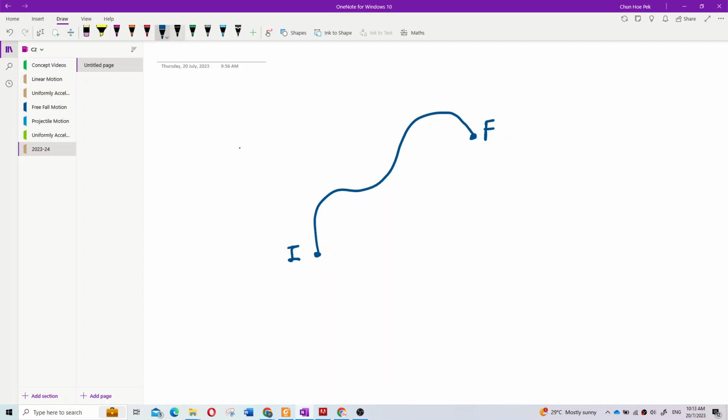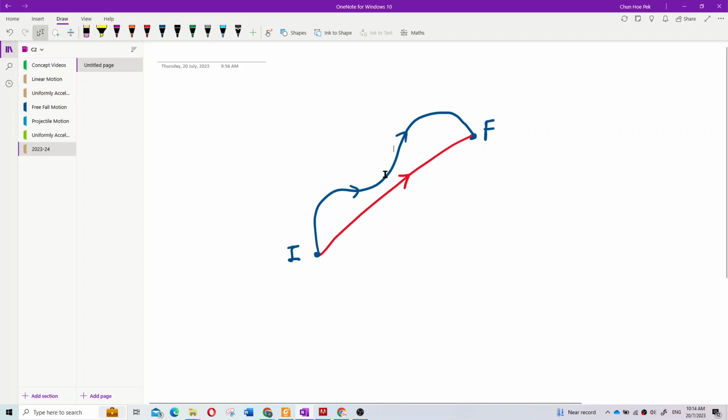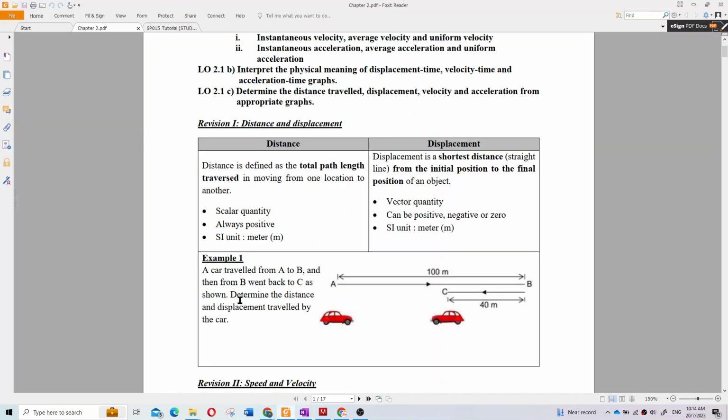So we have two lines here. One is like this, direct. Another one is curving like that. So which one is distance? Which one is displacement? The blue line is distance or displacement, class? Distance. Yeah, distance.